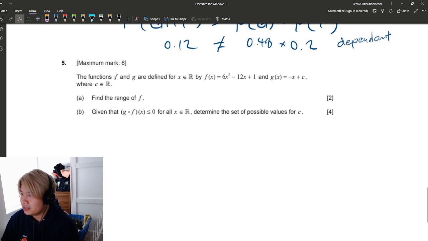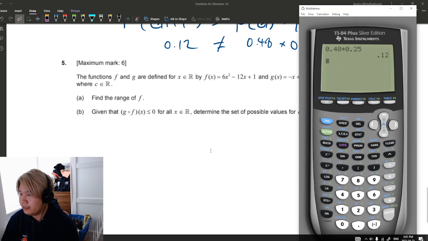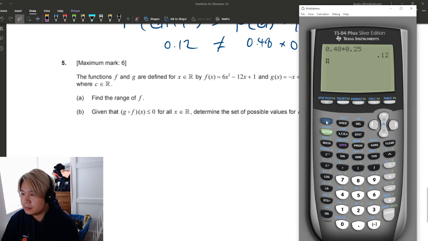You've got two functions f and g, here they are. Find the range of f. Okay, easy enough. We can graph it. So let me just type that in: 6x squared minus 12x plus 1.